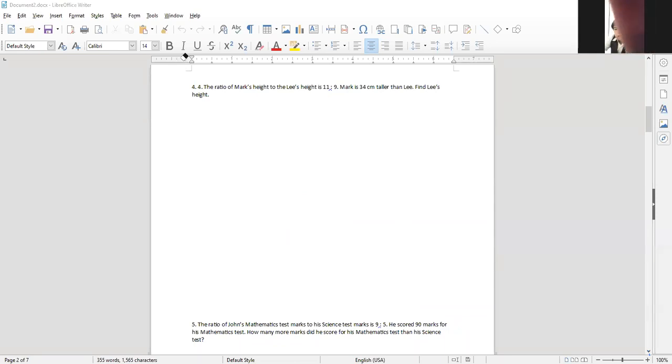Okay, now let's move to question number four. Okay, now what is question number four? Question number four is the ratio of Mark's height to Lee's height. There are two children, Mark and Lee. The ratio of their height is given to you, 11:9. Now, Mark is 34 centimeters taller than Lee. Now, what do you mean by 34 centimeters taller than Lee?